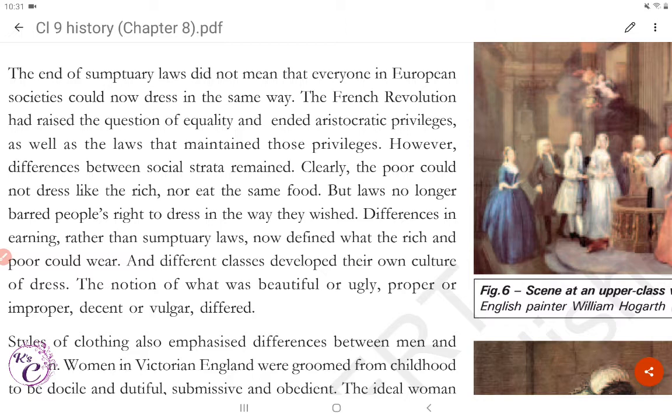However, differences between social strata remained. Clearly, the poor could not dress like the rich, nor eat the same food. But laws no longer barred people's right to dress in the way they wished. Differences in earning rather than sumptuary laws now defined what the rich and poor could wear, and different classes developed their own culture of dress. The notion of what was beautiful or ugly, proper or improper, decent or vulgar differed.